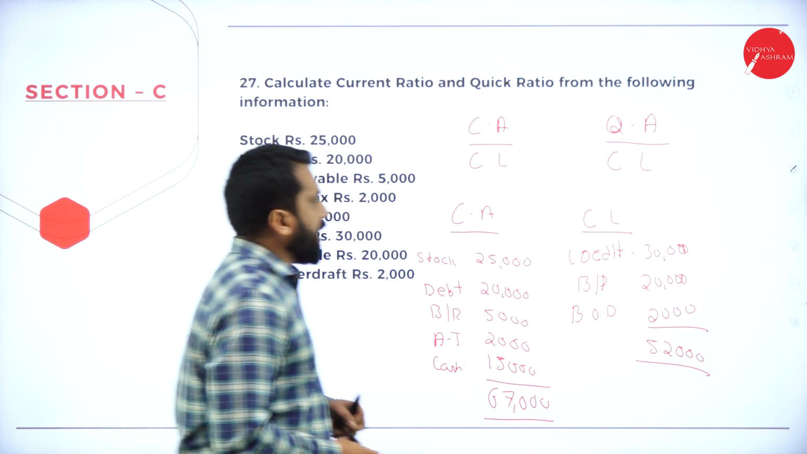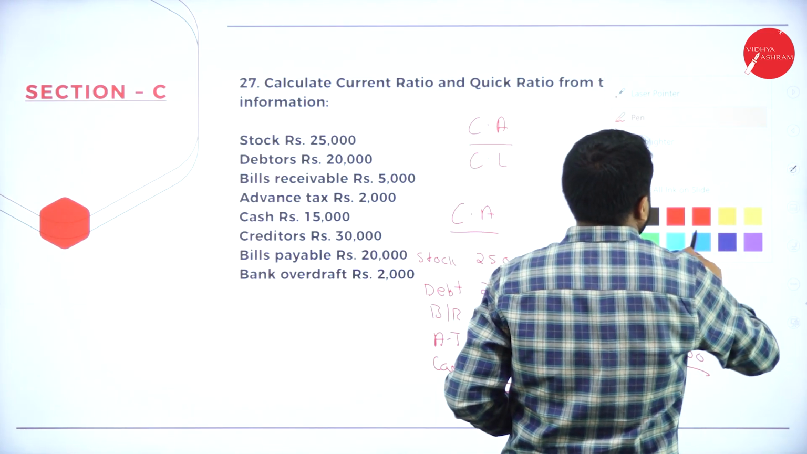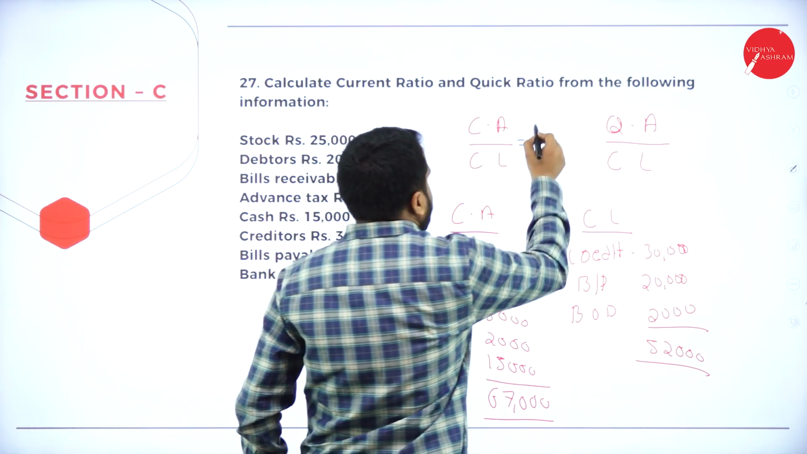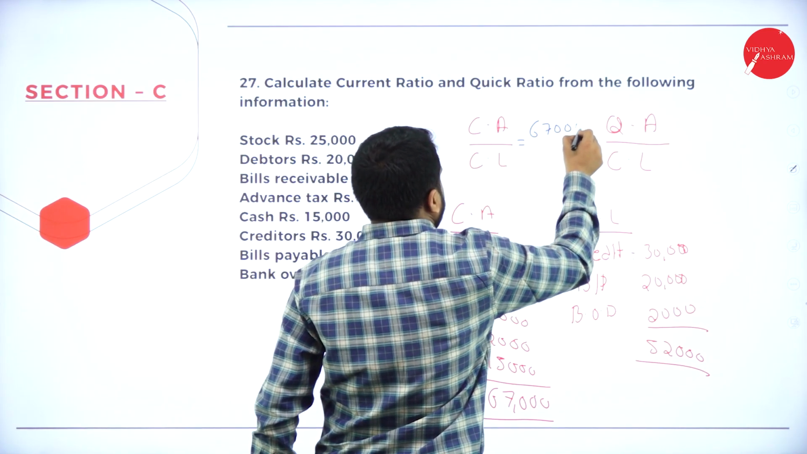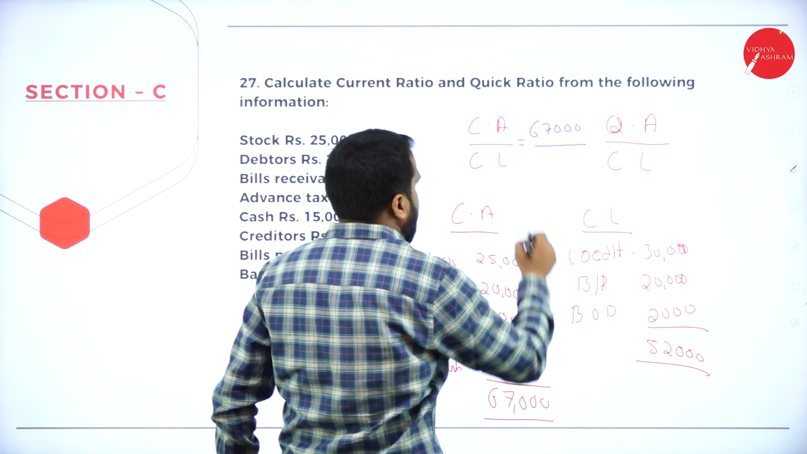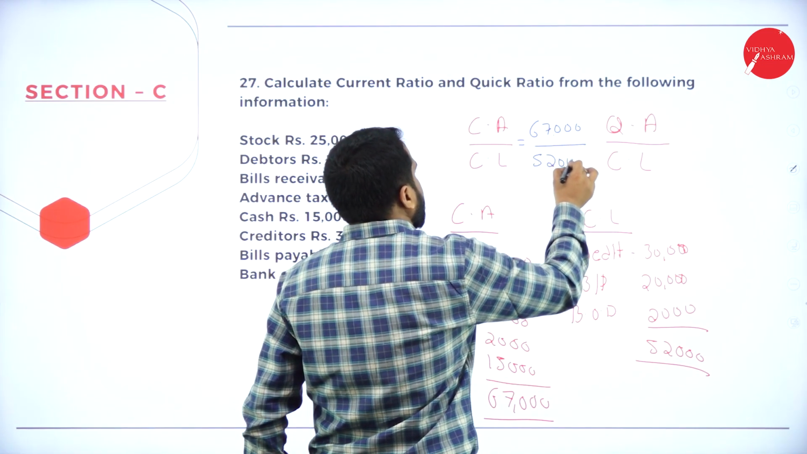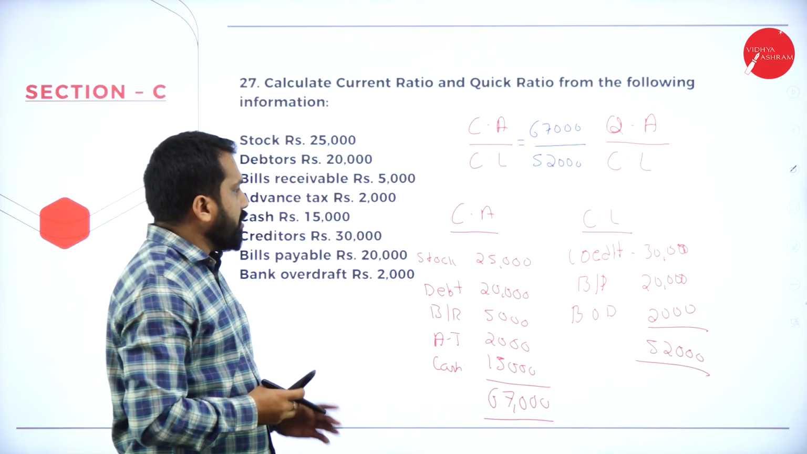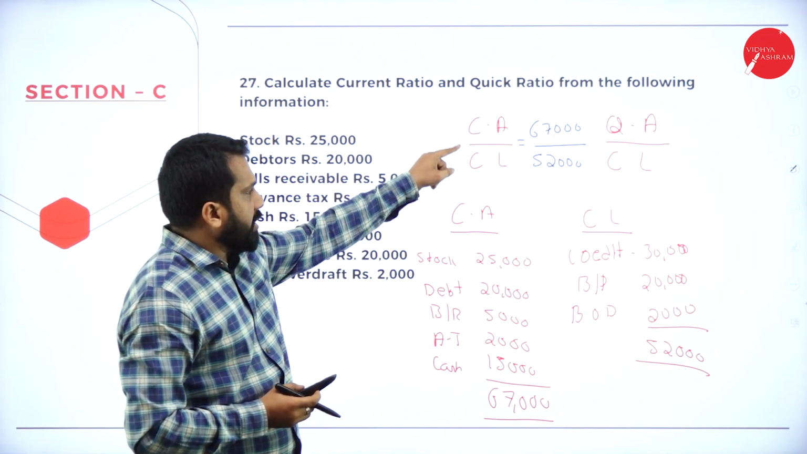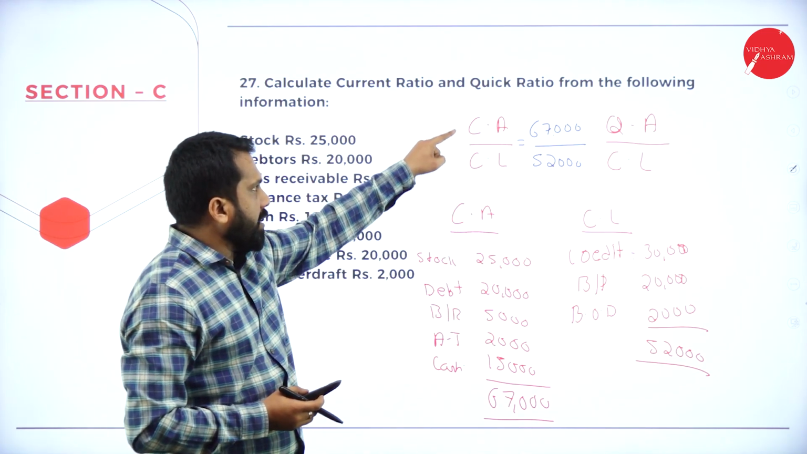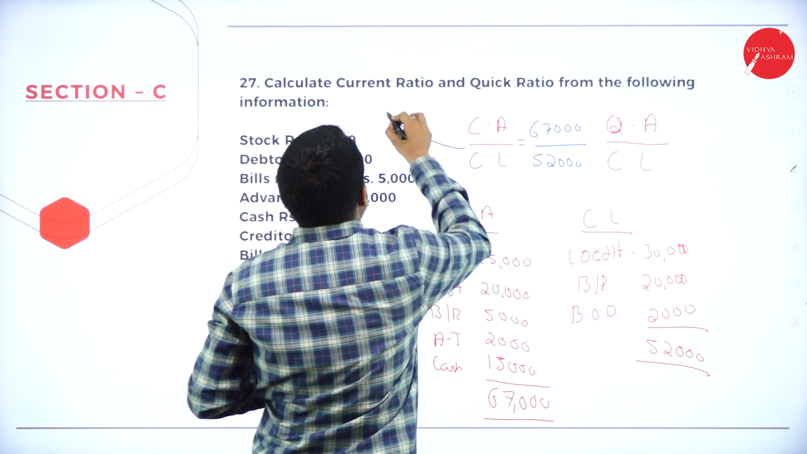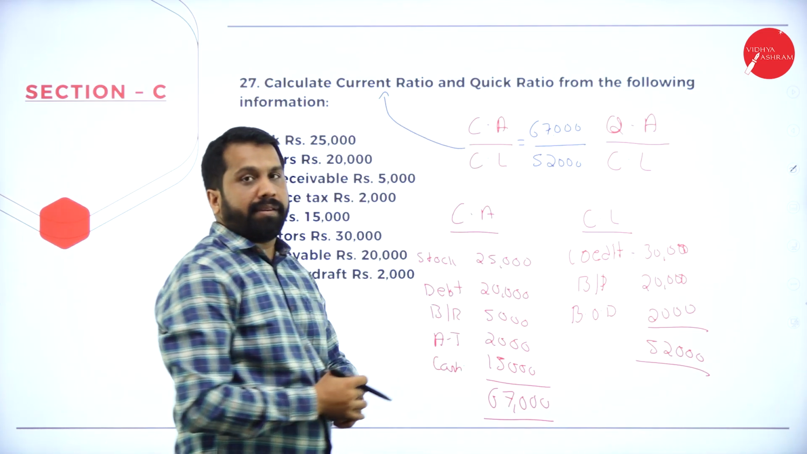Now see, it is easy to calculate. Current asset divided by current liability. What is your current asset? 67,000. What is your current liability? 52,000. Divide, you will get your answer. Hope you are clear how to calculate. Add all the current assets, add all the current liabilities, current asset divided by current liability. You will get the answer for current ratio.